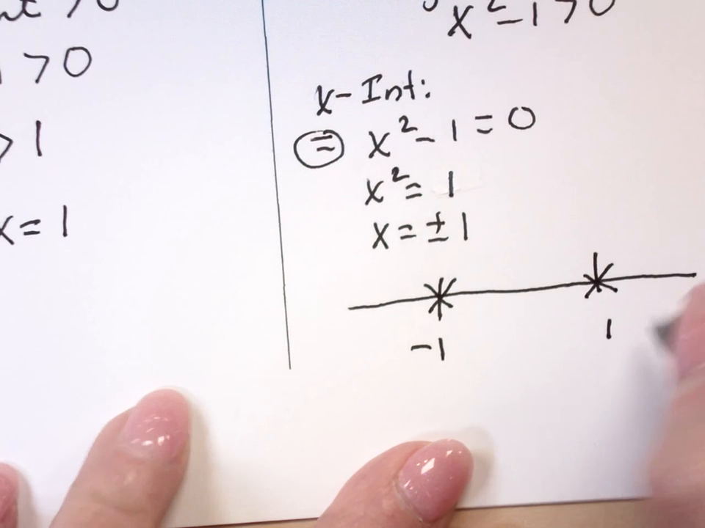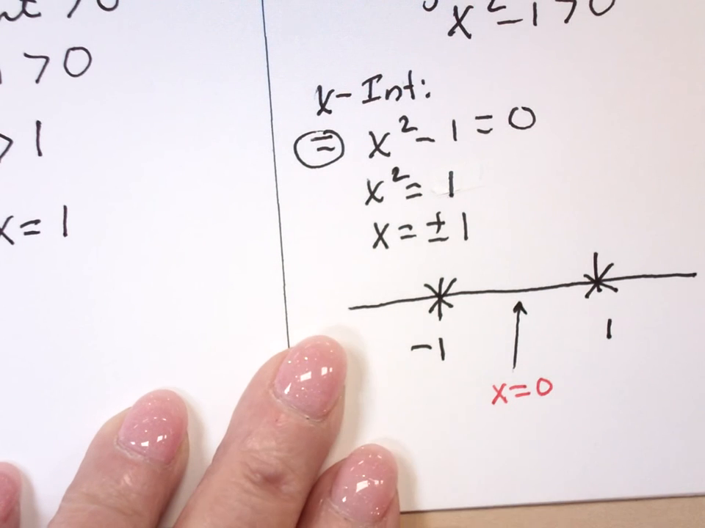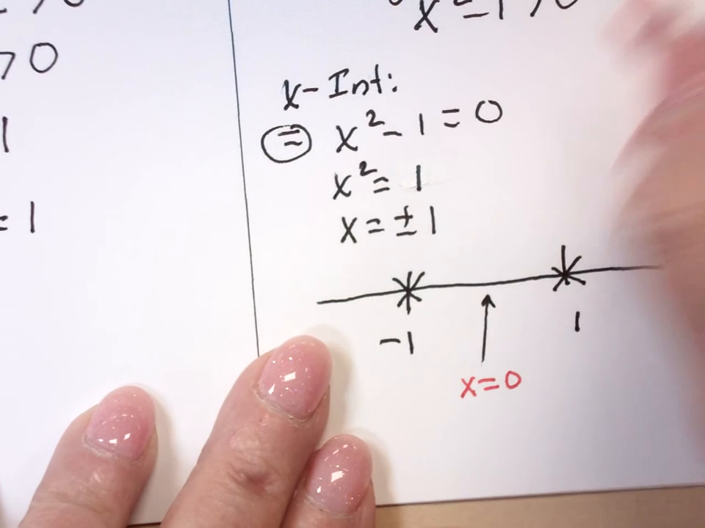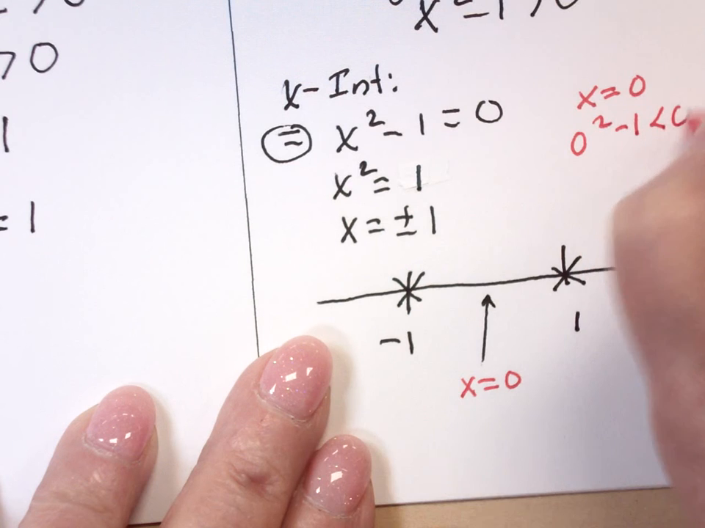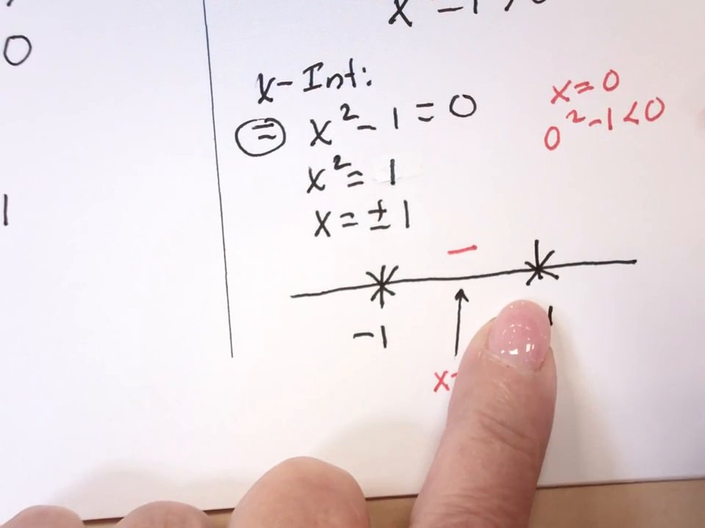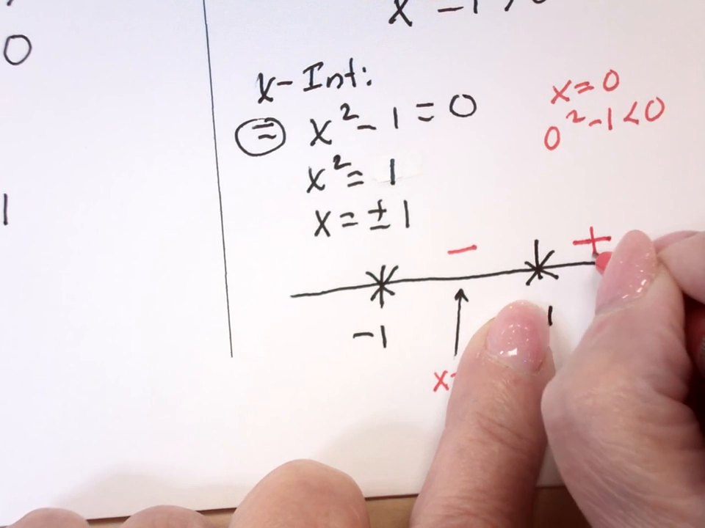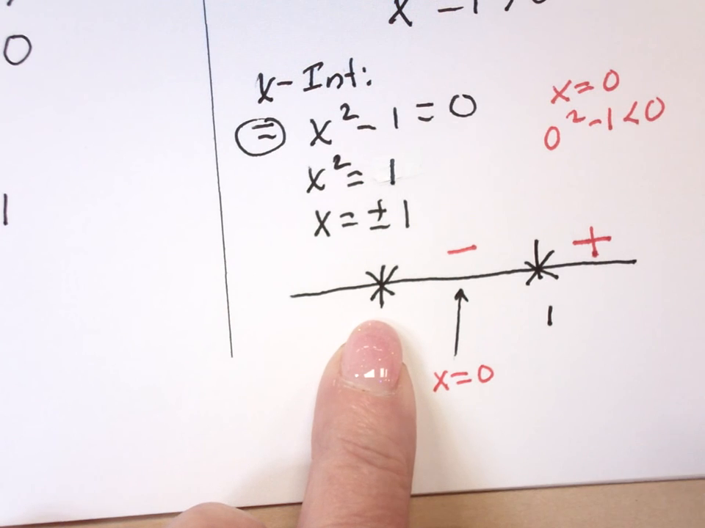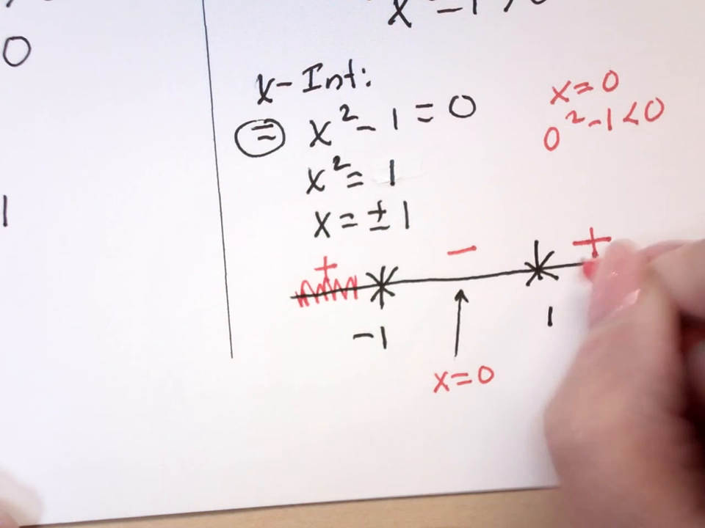And then I pull a test point. My favorite test point, by the way, is 0. And I want to know, is x squared minus 1 positive or negative at x equals 0? At x equals 0, 0 squared minus 1 is negative, so it's negative here. If it crosses, it moves to what? It changes, so positive. I'm interested in positive only.